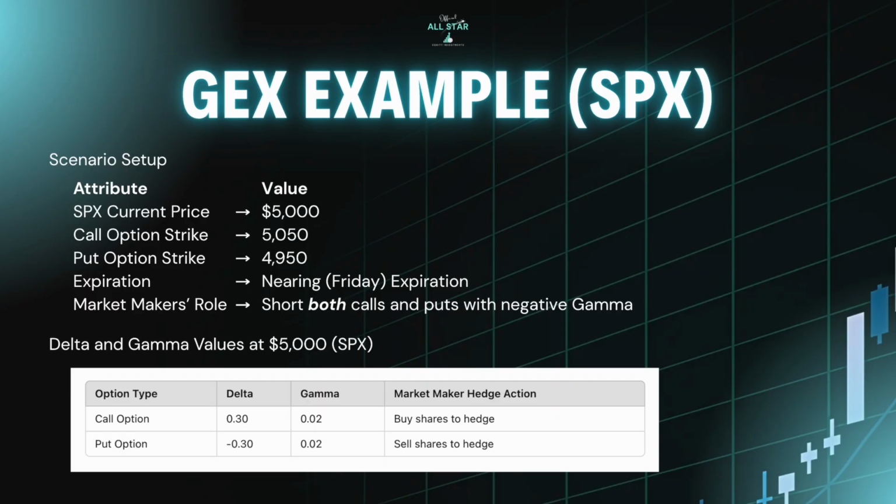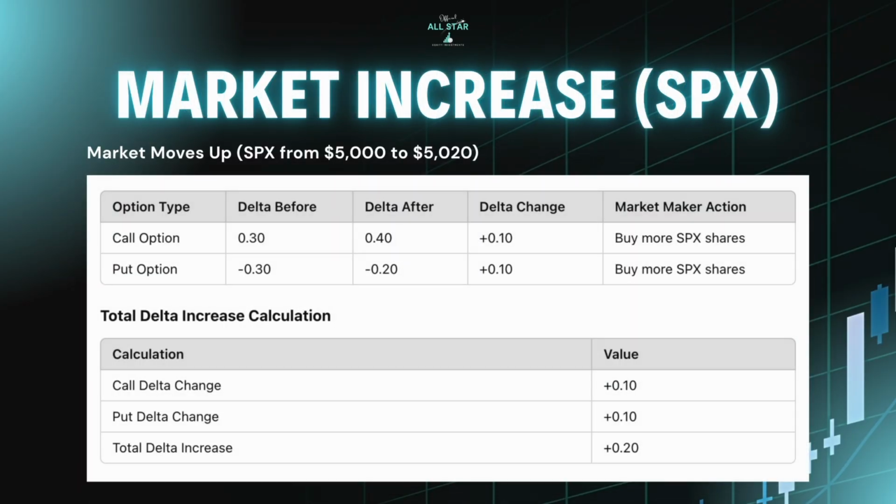So with this example in mind, if the market moves up and SPX rallies from $5,000 to $5,020, the call option's delta increases from 0.3 to 0.4 due to gamma. The put option's delta decreases from negative 0.3 to negative 0.2, and as a result, big investors must now buy more SPX shares to keep the delta at equilibrium.